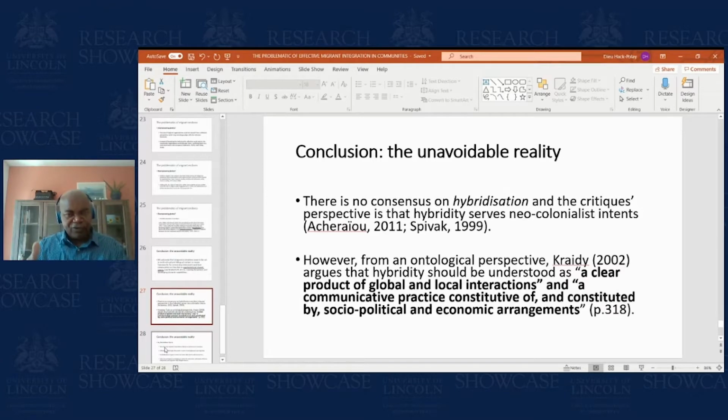So from a very ontological perspective, Crady then argues that hybridity should be understood as a clear product of globalization. Now people travel and move around quite a bit. And as they move around, they bring their own cultures, their own social capital, cultural capital, that we probably have to embrace in order to dynamize our own collectivities and communities. So essentially, Crady argues that migrants tend to make communities dynamic because they bring something new.